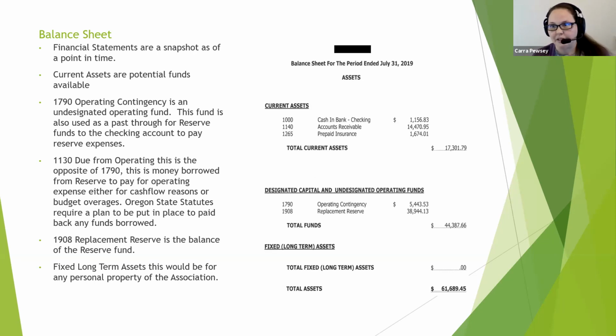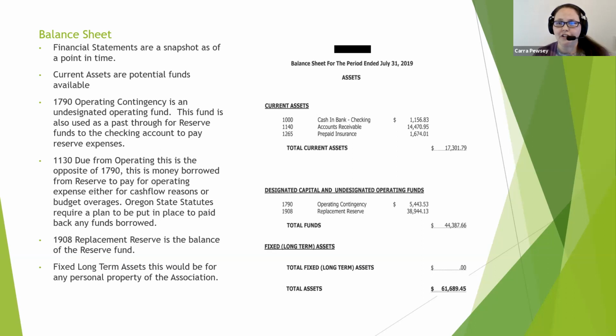And most of the time that's the reserve fund. Oregon state statute does require that if you do borrow money from your reserves, you have to come up with a reasonable plan to pay it back. Typically that would be done when you're doing your budget for the next year, because you want to see how you're going to end the year.